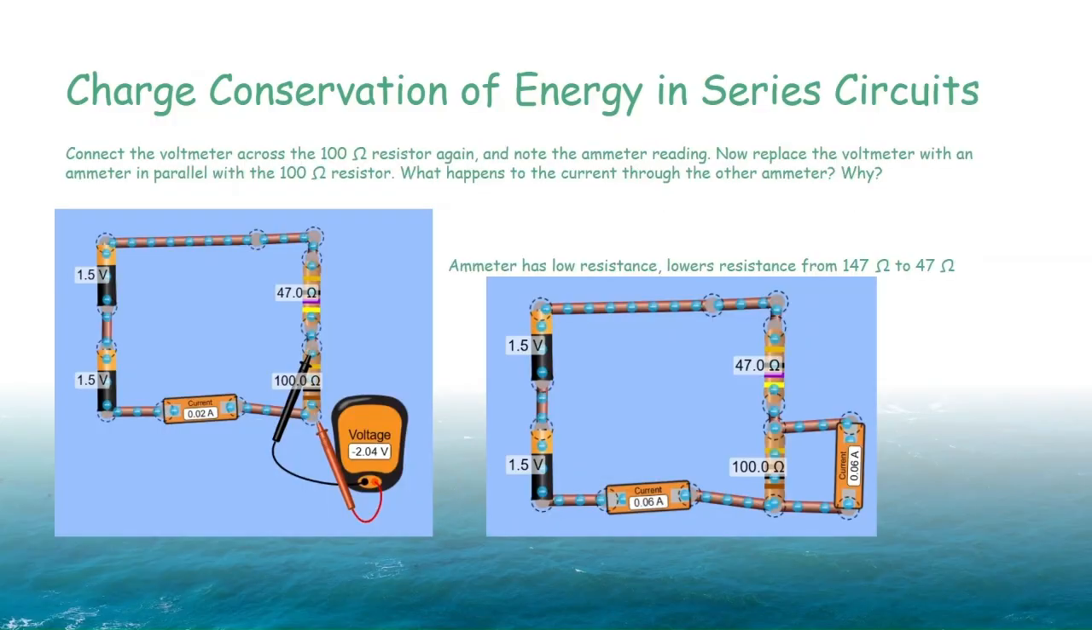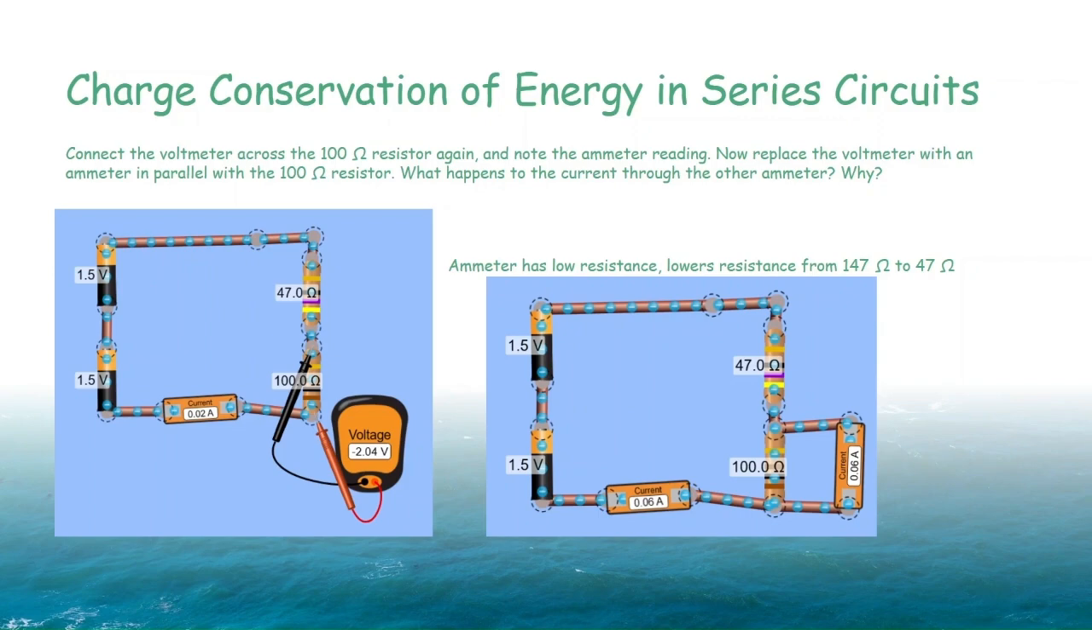When I connect the voltmeter across the 100 ohm resistor, the voltage is negative 2.04 volts and the current is 0.02 amperes. When we replace the voltmeter with an ammeter in parallel with the 100 ohm resistor, the current through the other ammeter is 0.06 amperes.